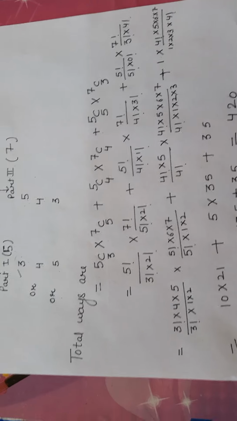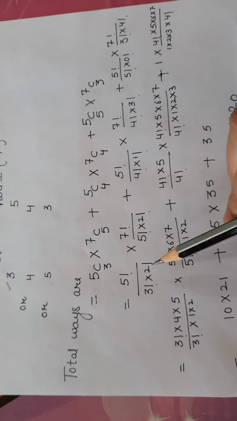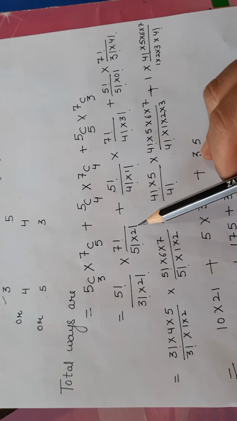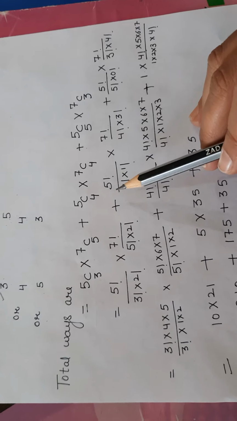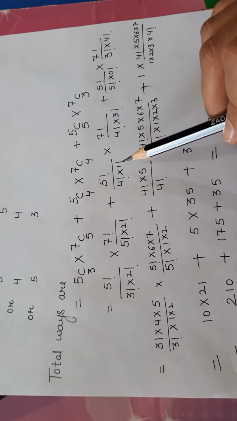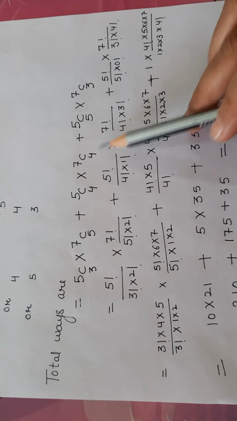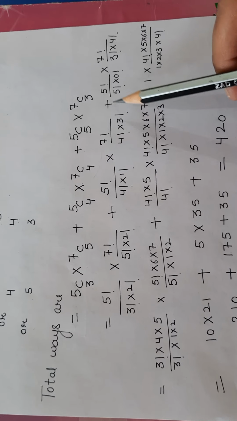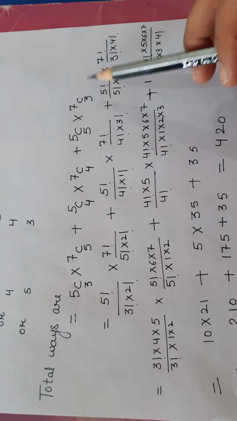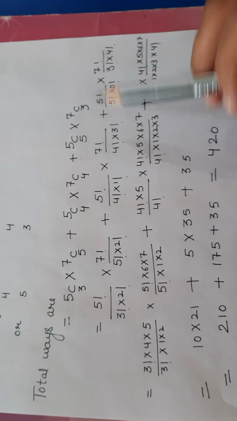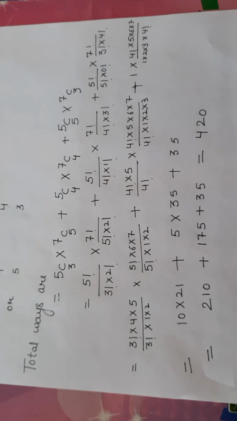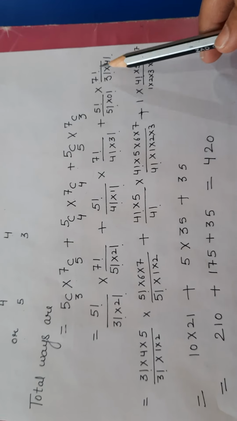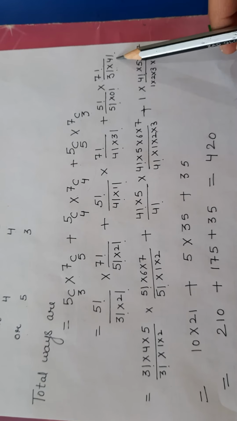Now apply the formula. This is 5 factorial divided by 3 factorial into 2 factorial. Here, 7 factorial divided by 5 factorial into 2 factorial, plus 5 factorial into 4 factorial into 1 factorial. Multiply with this. Again apply the formula here. This is 7 factorial divided by 4 factorial into 3 factorial, plus this is 5 factorial divided by 5 factorial into 0 factorial, or you can directly apply the formula that nCn is always equal to 1. So this part is 1 into this, 7 factorial divided by 3 factorial into 4 factorial.